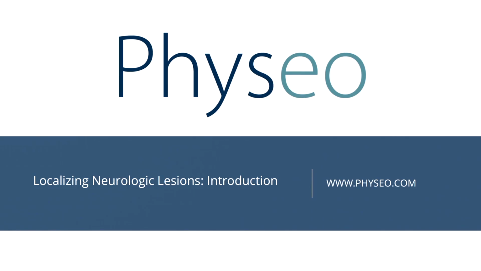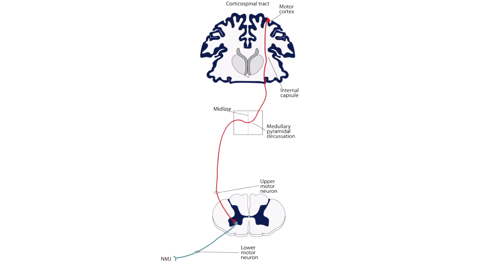Let's begin. First, let's see this illustration of the corticospinal tract. The corticospinal tract consists of two motor neurons. Here is the upper motor neuron, also called the first-order neuron, and the lower motor neuron, also called the second-order neuron. Please note these two neurons synapse at the anterior horn of the spinal cord. However, the tract itself decussates at the medullary pyramid.